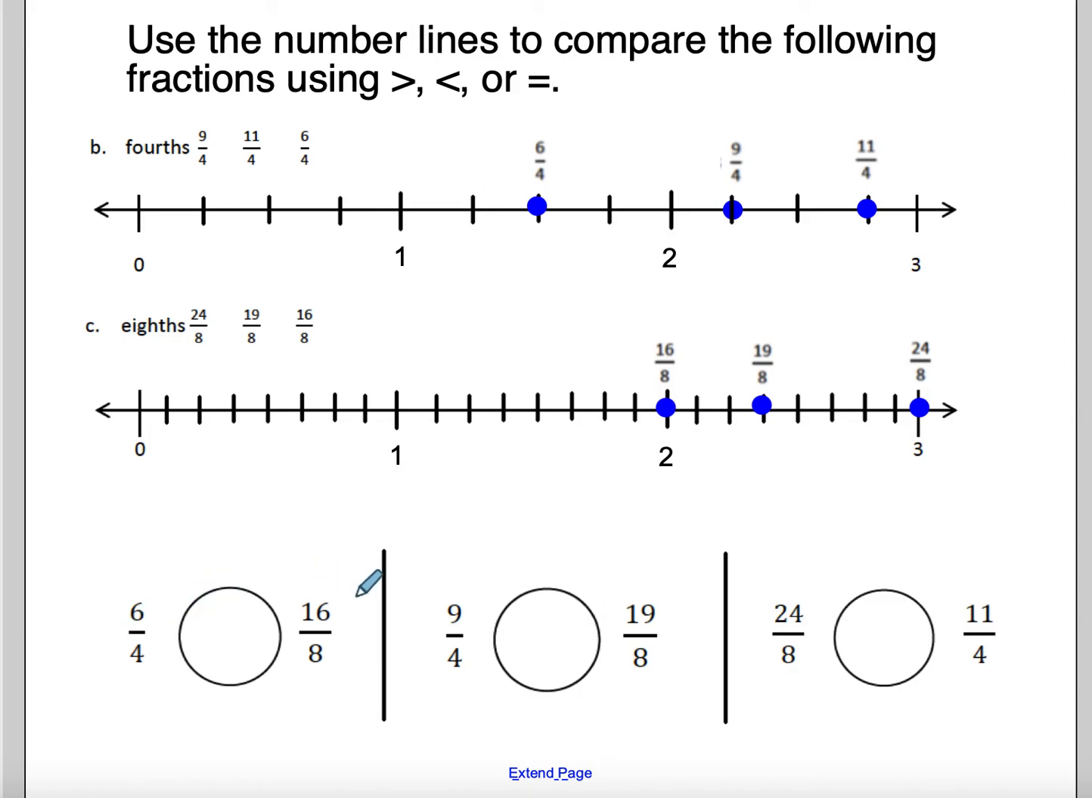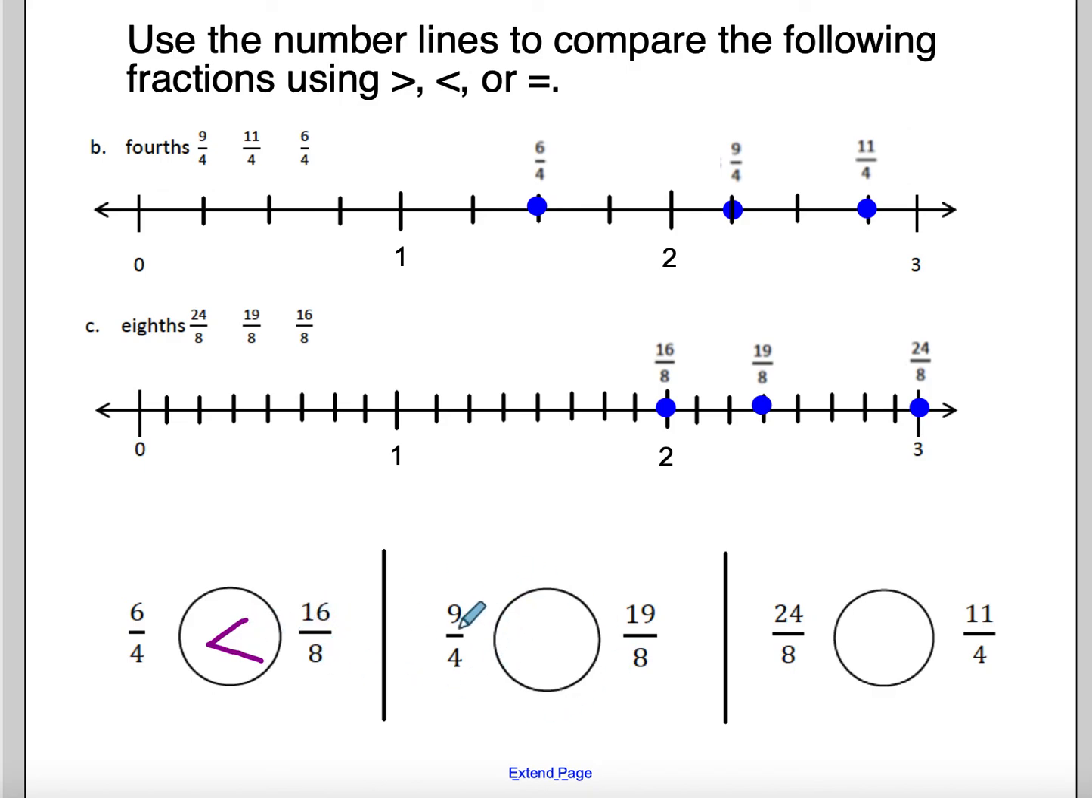6 fourths, 16 eighths. So see, the number lines are lined up equally. I have 0, 1, 2, and 3. They're all lined up evenly. 6 fourths I see is right here. 16 eighths is over here. So 6 fourths is halfway between 1 and 2, so 1.5. And 16 eighths is equal to 2. So 6 fourths is less than 16 eighths. So I'm going to use the less than symbol. It is less than. 6 fourths is less than 16 eighths.